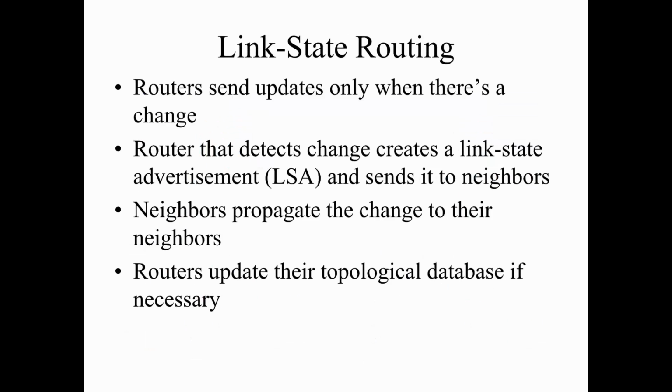Link state routing protocols normally deal with sending updates only when there is a change. That way we don't have to waste resources. Routers that detect changes create a link state advertisement, or LSA, and send it to their neighbors. That way, again, once everyone knows about all changes, it's converged. The neighbors propagate the change to their neighbors and so forth. The routers update their topological database if necessary. But again, this is when a change occurs, not every 30 seconds.